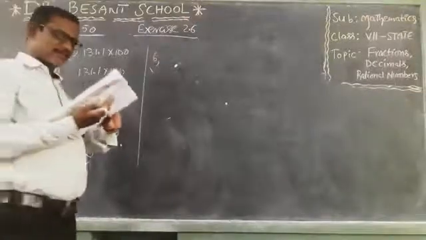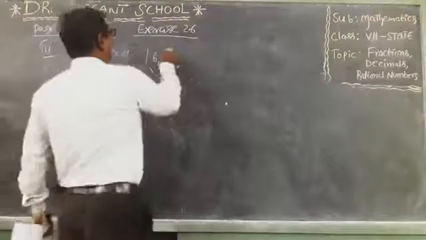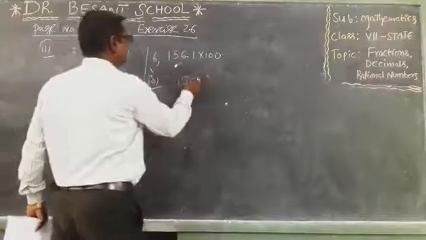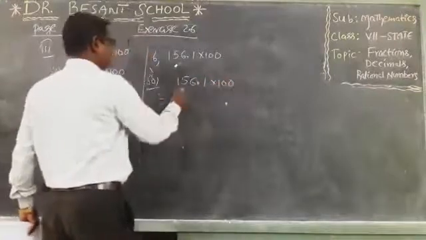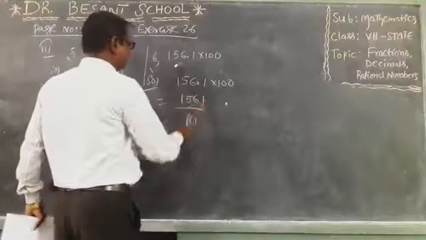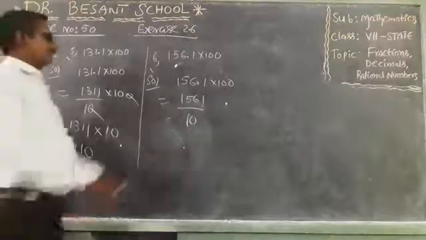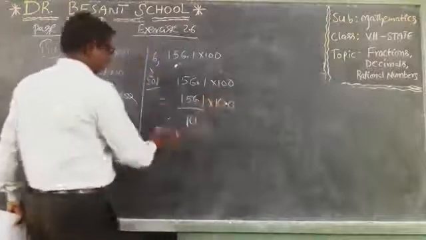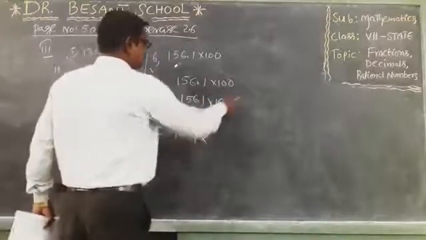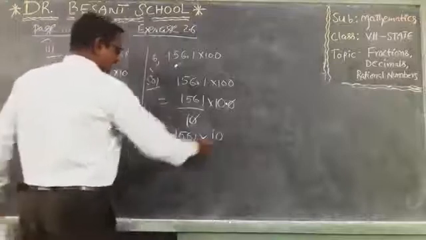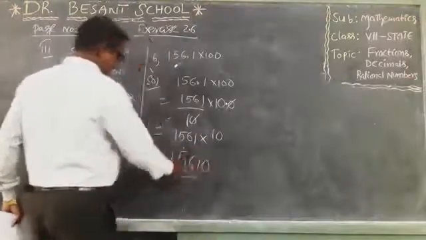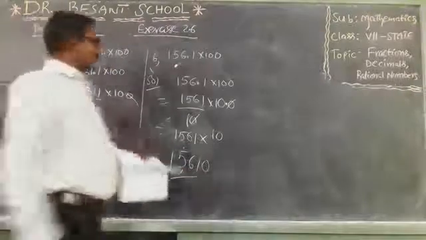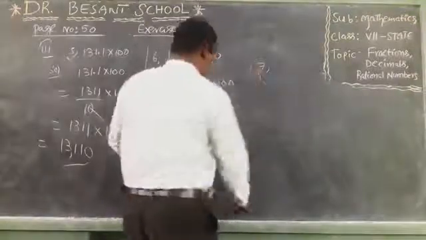Come to the sixth problem, children. This is 156.1 into 100. 156.1 can be written as 1561 by 10. Why? Because point after one digit is there, we need to divide by 10. Into 100. So 1561, 10 cancels, into 10. So 1561 into 10 means 15,610.